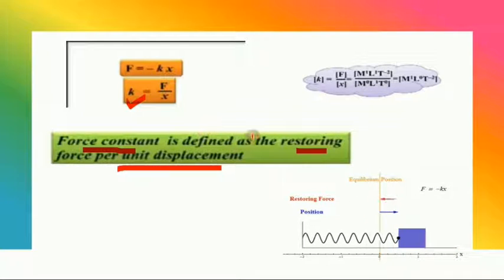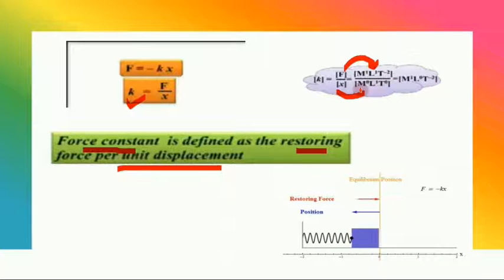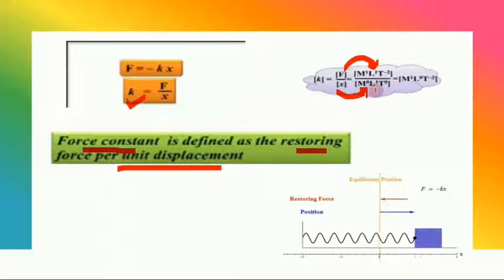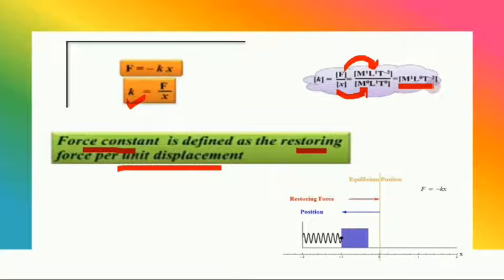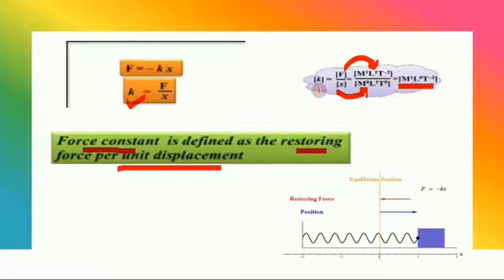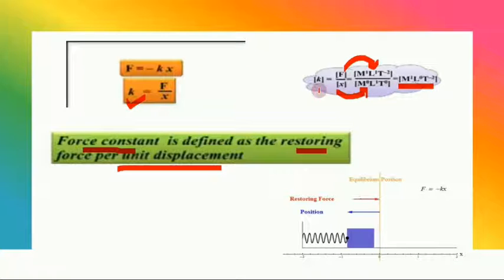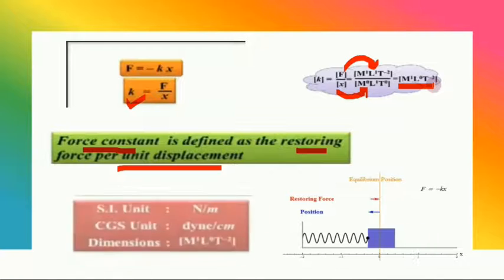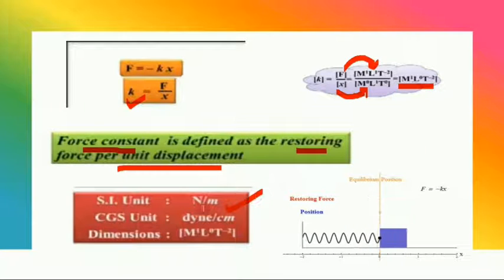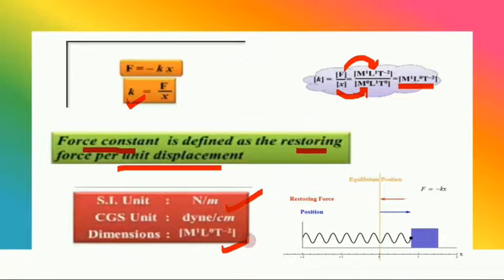If we have to find the dimensions of the force constant, we put the dimension of force, which is 1 in M, 1 in L and minus 2 in time, and for displacement, which is 0 in M, 1 in L and 0 in time. After solving it, we get the dimensional formula for the force constant as 1 in M, 0 in L and minus 2 in time. Its SI unit is newton per meter. In CGS, it is dyne per centimeter, and the dimensional formula we have already discussed.